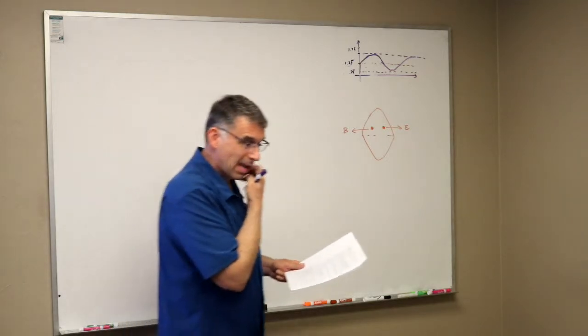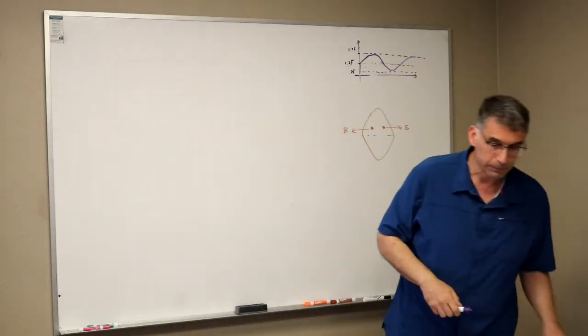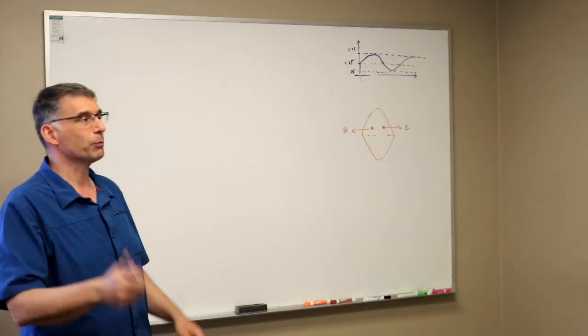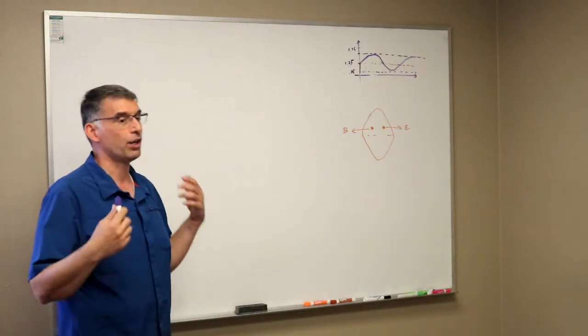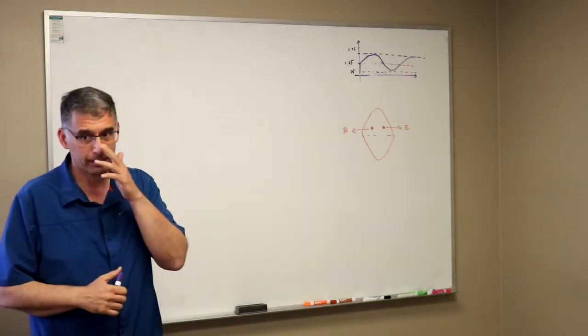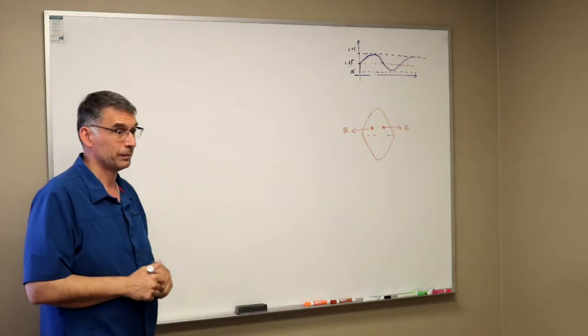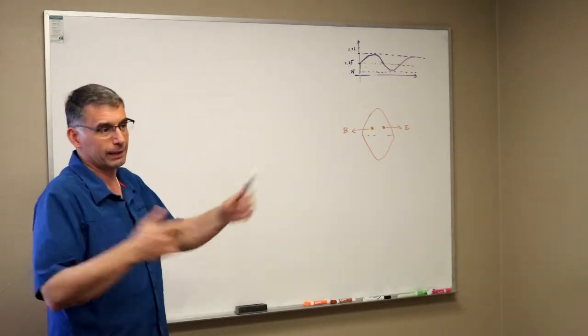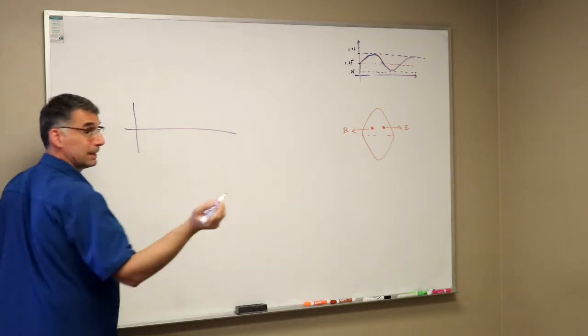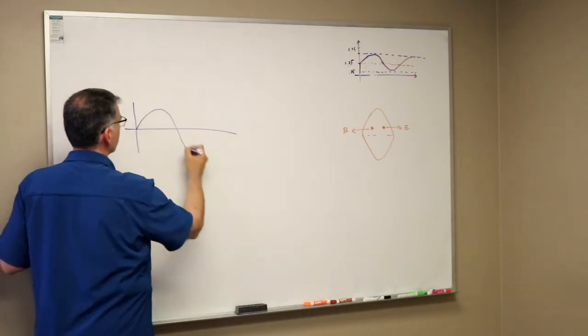Now, if a signal is a periodic signal, what's the difference between a periodic signal and a non-periodic signal? Give me an example of a periodic signal. It repeats every period. Right, so give me an example. Sine wave. Very good. Definitely a sine wave is a periodic signal.